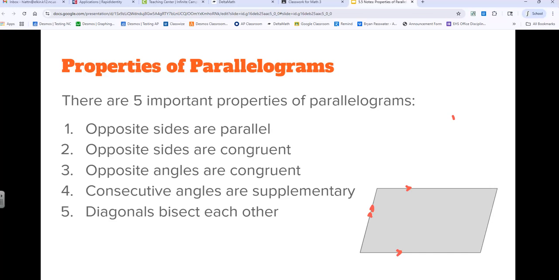Also, we'll put double arrows here to show that these two sides are parallel to each other, but they're not parallel, obviously, to the other two sides. Opposite sides are also congruent, so the length of this side is equal to the length of this side. The length of this side is equal to the length of this side.